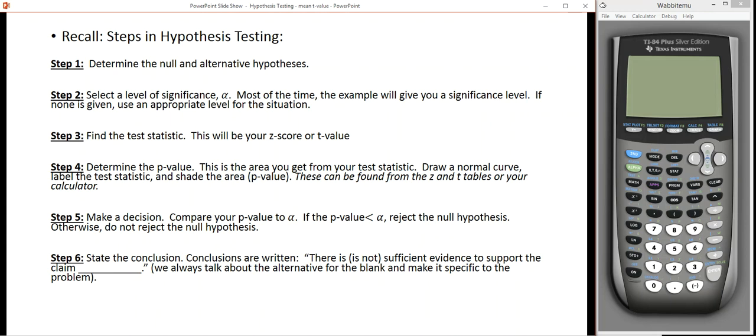Step 3, we're going to find the test statistic. This is your z or t value. Again, we will be doing this by hand. And then in step 4, determining the p-value, we will use our calculator to find that. You can find it using the chart, but we have this great piece of technology, our calculator, so we may as well use it. Step 5, we'll make a decision, and that will be to reject or not reject the null based on our alpha and p-value. And then finally, step 6, we will state the conclusion. Remember that conclusions are always written for the alternative, so we either do or do not have evidence for that alternative claim.